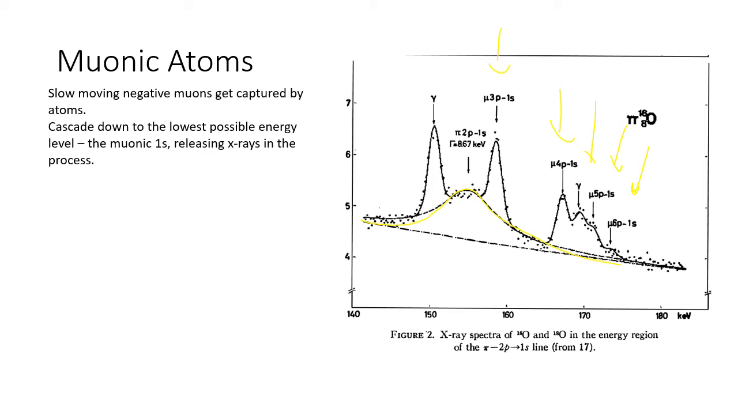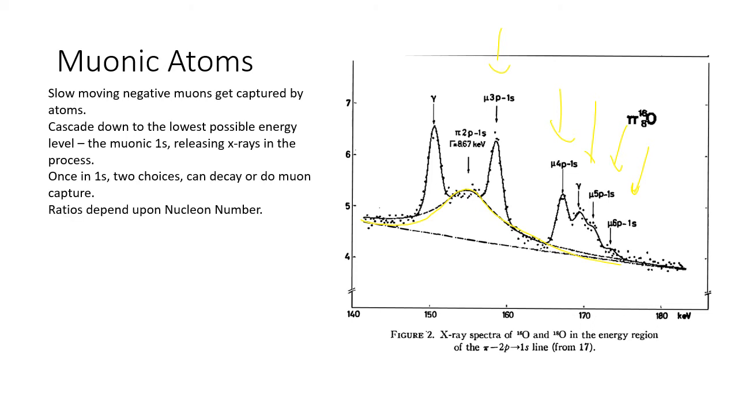And chemists do chemistry on muonic atoms. I know, amazing. Who knew chemists did anything? Yeah, at a 10 to the minus 6 second existence. Amazing. Right, once it's down in 1s, it's got two choices. It can either decay, as if it were a free muon, or it can do muon capture. And which one it does depends on the nucleon number of the atom that it's joined.